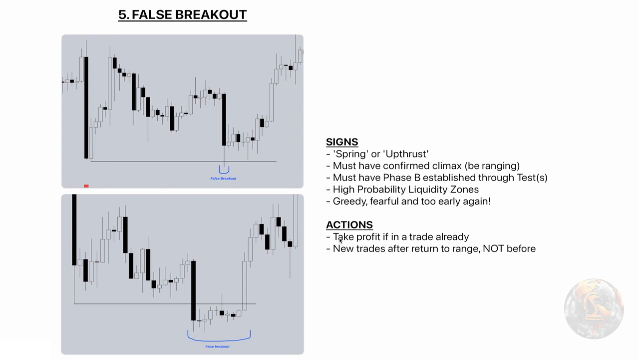Because then you know you're in a Wyckoff structure, right? And so you must have phase B done, which means you have to have had the secondary test and you have to probably have had multiple other tests. Then you're into phase C, which is where you'll typically see a false breakout. And you want to do it at high probability liquidity zones. Why? Because again, the same people show up.